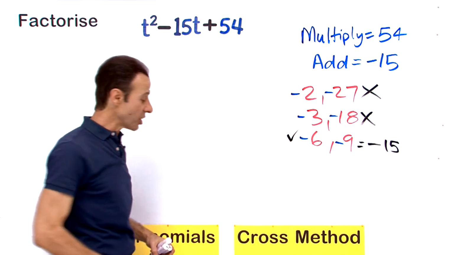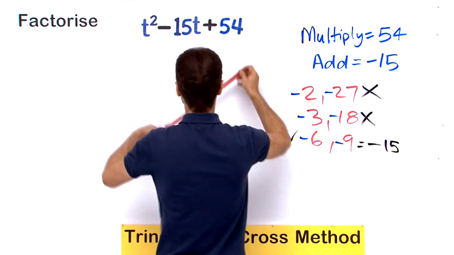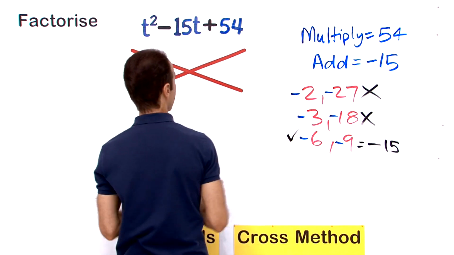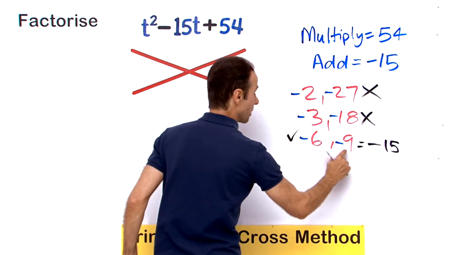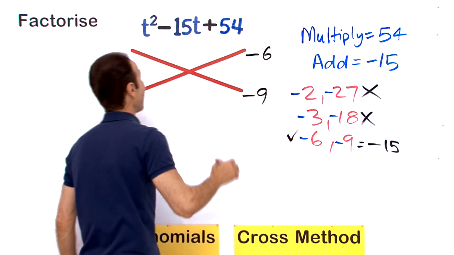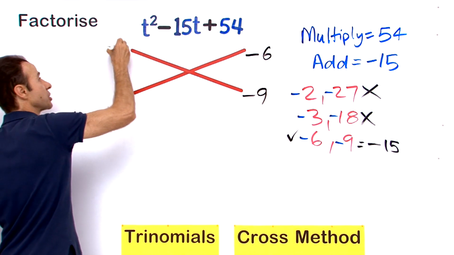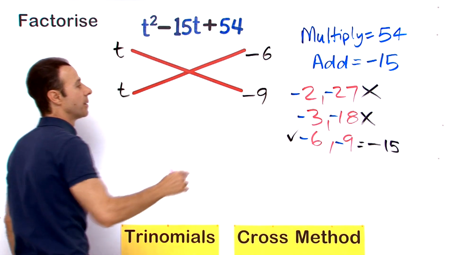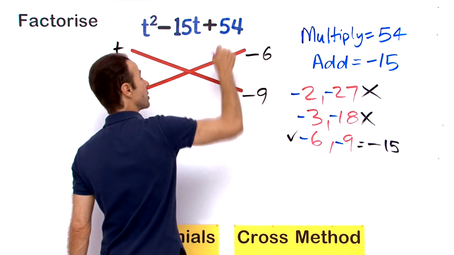Because we're using the cross method, let's draw in a cross. Simple cross, just draw it in. All right, the two factors, minus 6, minus 9. Minus 6 and minus 9 go there. And t squared is up there, so we just write t and t. T times t is t squared. Minus 9 times minus 6, positive 54.